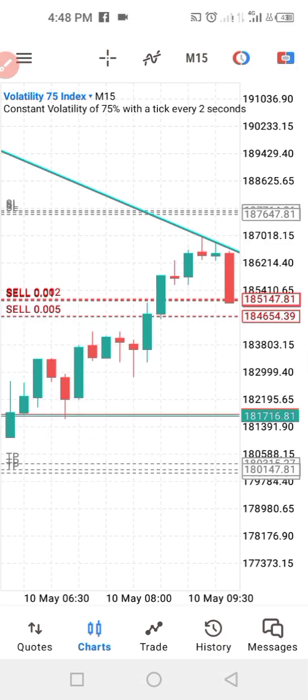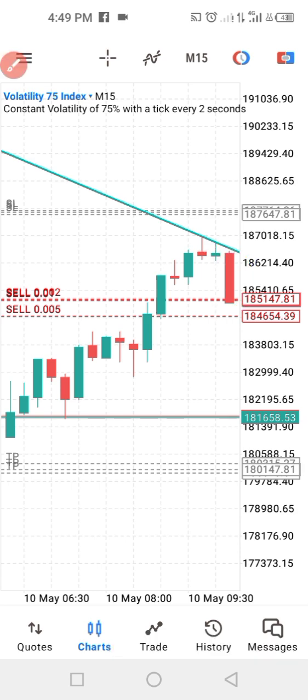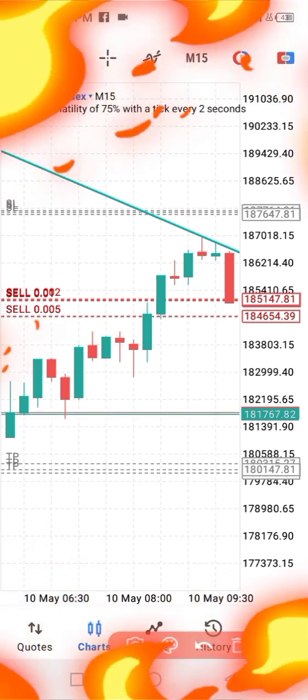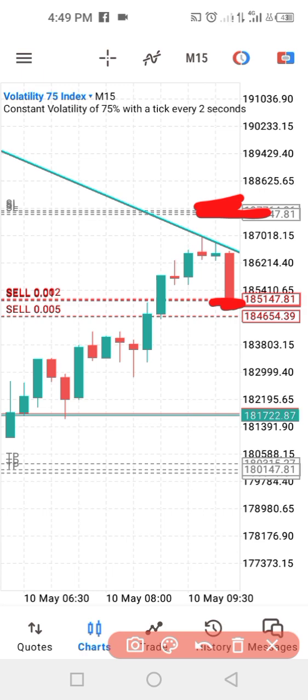So upon giving me this push down after this weak movement, give me this strong momentum. Upon seeing this bearish strong momentum, I know that the market is about to push down. I have to make my entry. For making my entry here, my stop loss should be above my trend line.